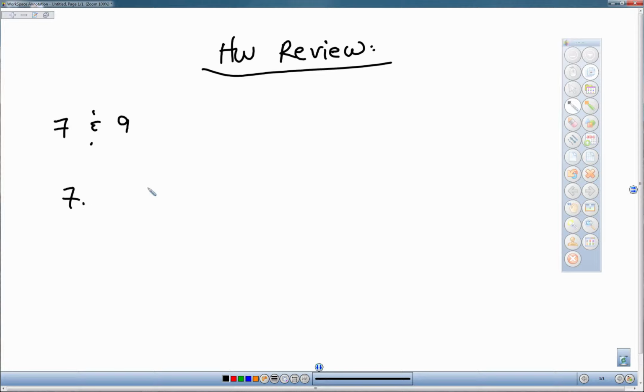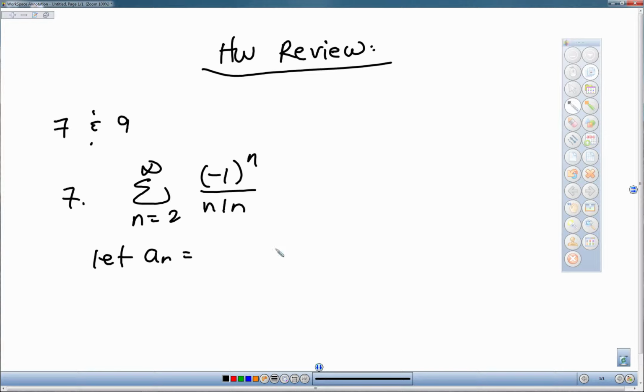Number 7. We're going to try to determine whether this bad boy right here is convergent or divergent. And if it's convergent, we want to determine if it's convergent absolutely or conditionally. So the first thing we want to do is determine a sub n, and since this is an alternating series, a sub n is just going to be 1 over n times the natural log of n.